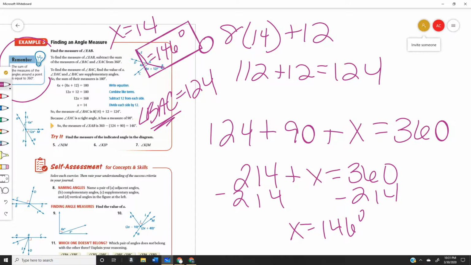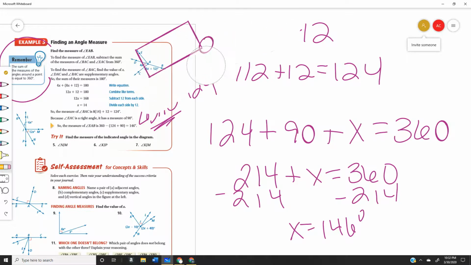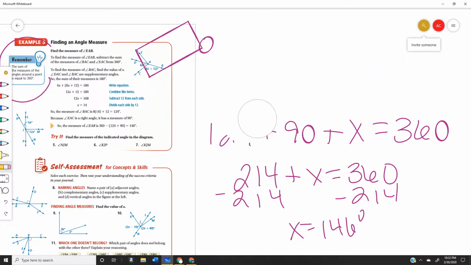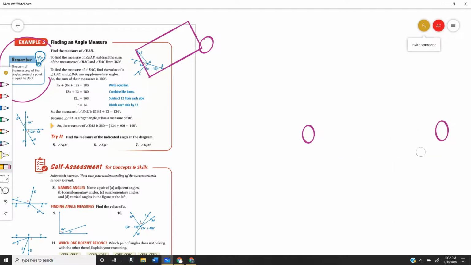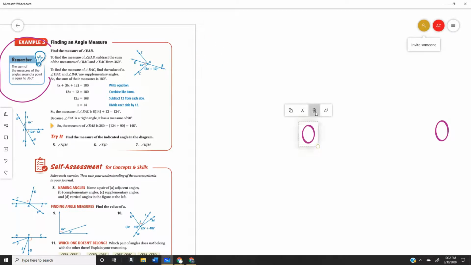That's that. So now what I want you to do is go ahead and pause, and use what we just did to find the measure of the missing angle in the triad. I'm going to delete all this stuff. It's going to take me a minute. I wish there was an easier way to do this, but there's not. So we're just going to delete, delete, delete, delete.